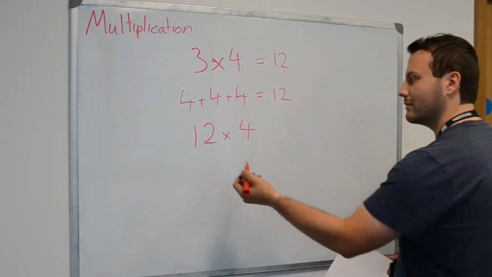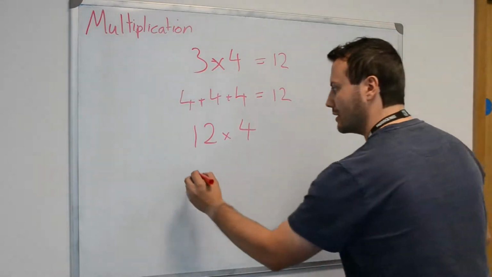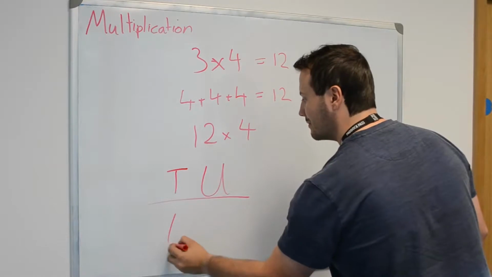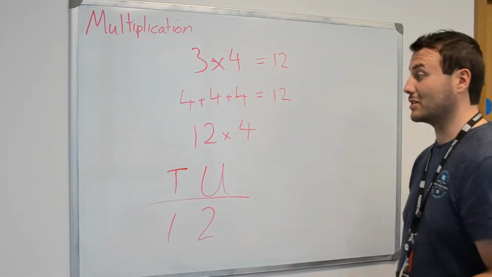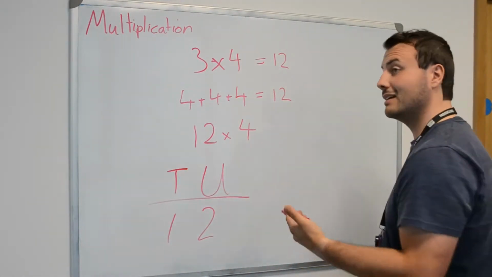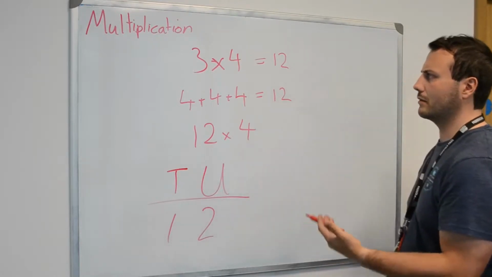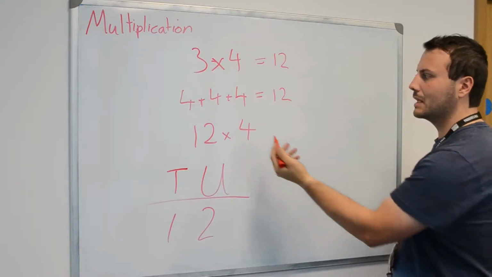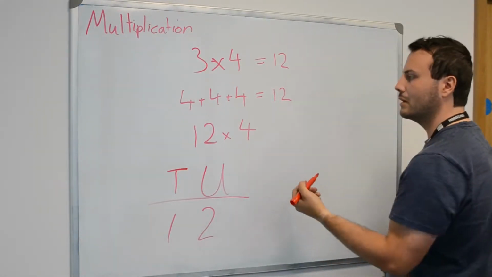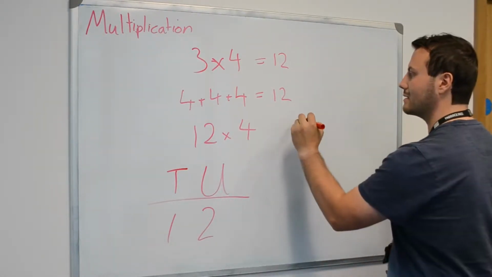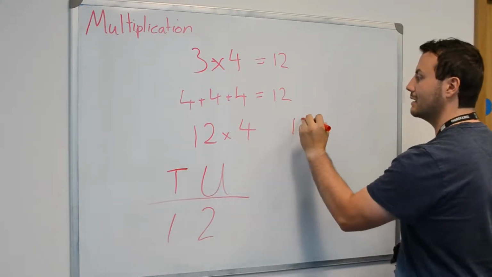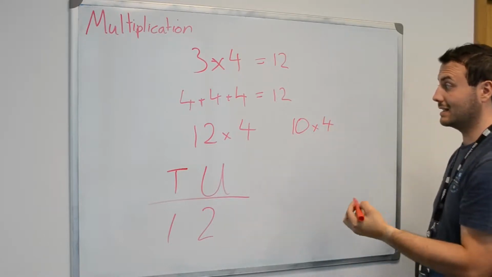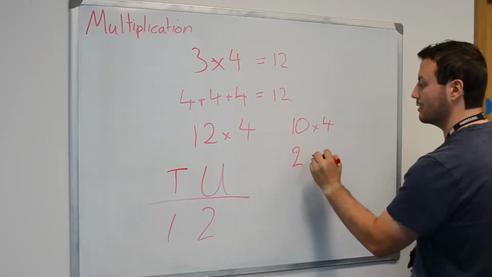It's a bit clunky, it's not very good. So instead, if we take the number 12 and think about it just as tens and units, we can instead think of the number 12 as 1 ten and 2 units. In the same way that we said that 3 times 4 was just 4 plus 4 plus 4, let's do the same thing with 12 times 4. We can break 12 down and say that's 10 lots of 4, and it's also 2 lots of 4.